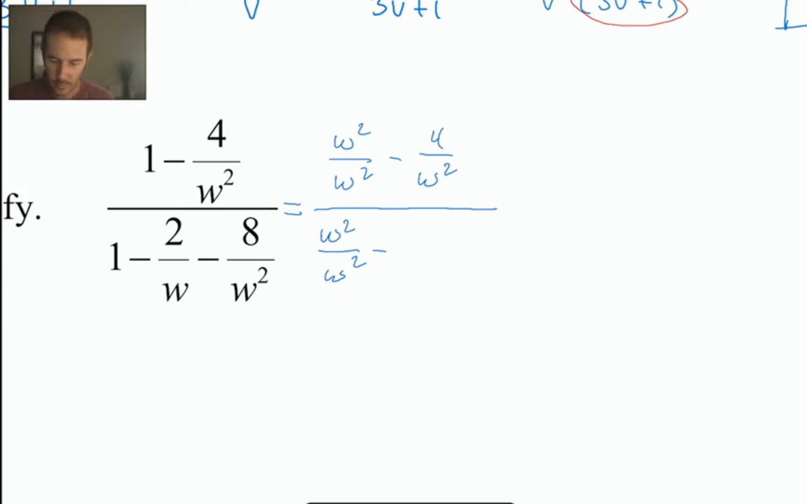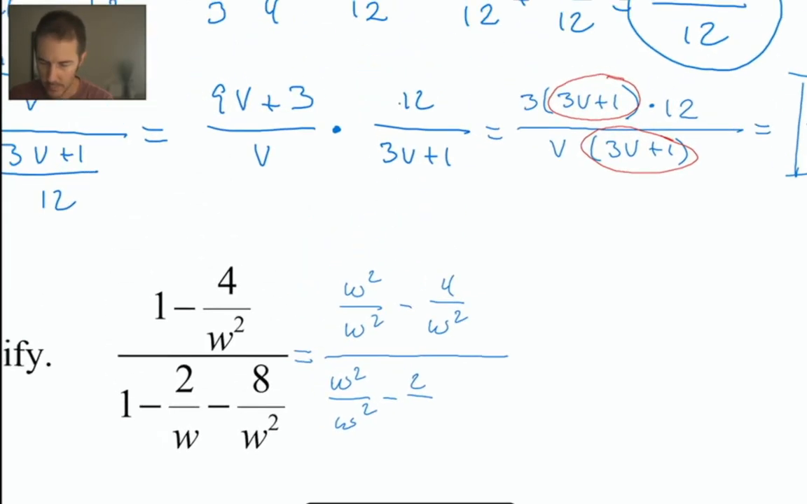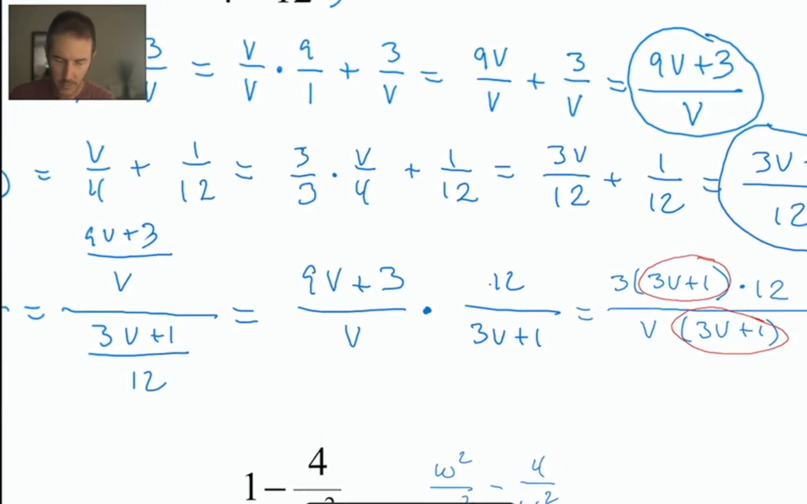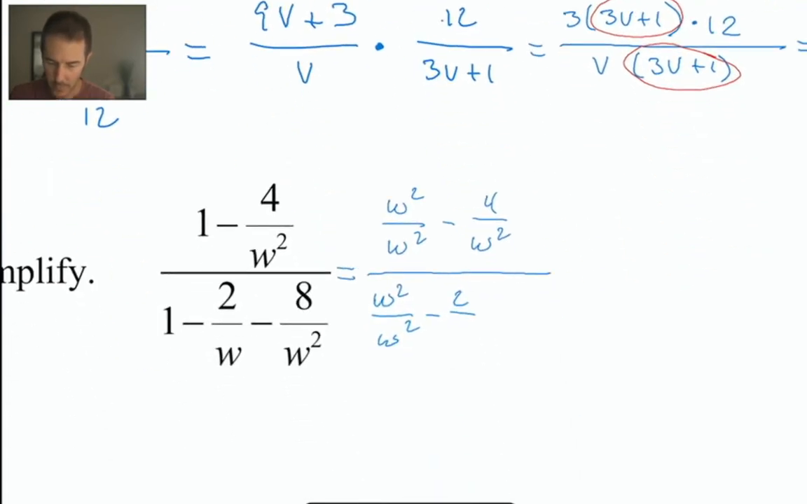So 2w. And if you want, you could write it as, let's see, what order did I do it in the previous problem? Creating the common denominators in the previous problem, I was putting these multiples of 1 first. So why don't I do that down here? Let's get rid of this. I'm going to multiply by w over w times the 2 over w in order to get that common denominator. And finally, the 8 over w squared.